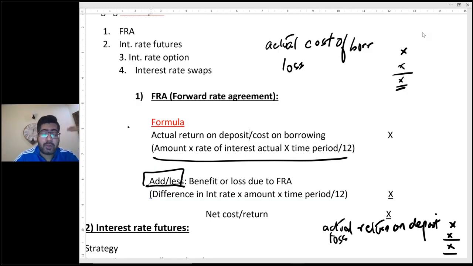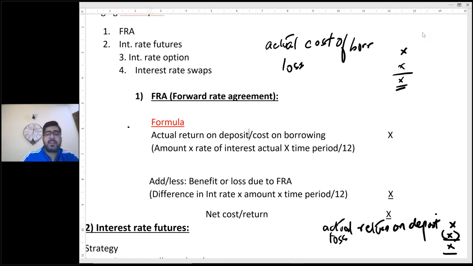So what to do with loss? Now here you have written return in the above statement. So loss is likely to reduce your return, therefore deducted. So that's why it's mentioned add less benefit or loss, because it can be added as well, it can be deducted as well. If the case is of borrowing, we will write actual cost of borrowing through this formula. If it's a benefit, benefit reduces cost, therefore deducted, but if it's a loss, loss increases cost, therefore added. But if we get to deposit case, we will write actual return on deposit, and then we got benefit, benefit increases return, added. But if you have loss, loss reduces return, therefore deducted. Okay, this is the format of FRA.